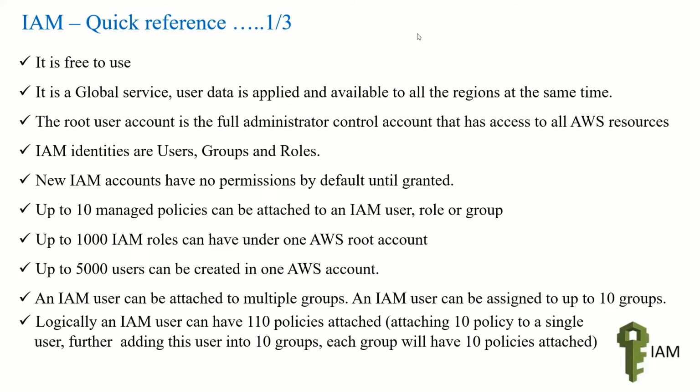An IAM user can be attached to multiple groups. An IAM user can be assigned up to 10 groups. So logically, an IAM user can have 110 policies attached. How? Attaching 10 policies to a single IAM user account. Further, adding this IAM user account into 10 groups, where each group will have 10 policies attached.